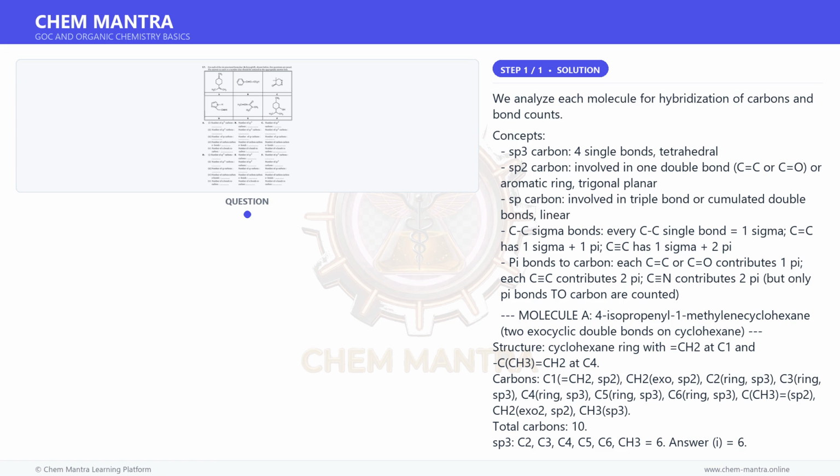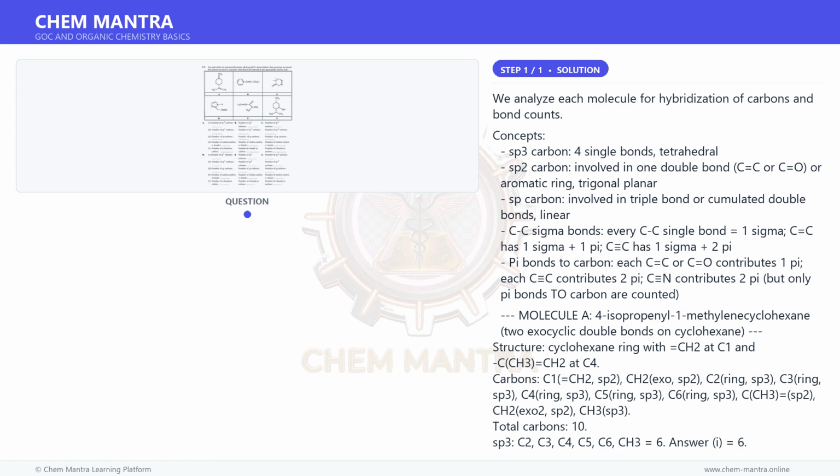C to C sigma bonds: every C to C single bond equals 1 sigma, C=C has 1 sigma plus 1 pi, C≡C has 1 sigma plus 2 pi. Pi bonds to carbon: each C=C or C=O contributes 1 pi, each C≡C contributes 2 pi, C≡N contributes 2 pi, but only pi bonds to carbon are counted.